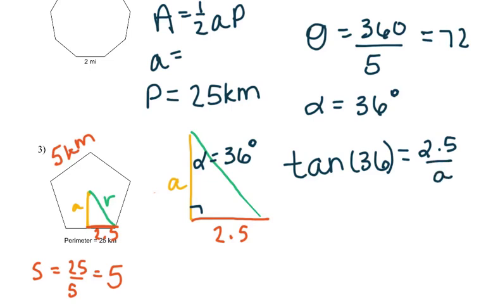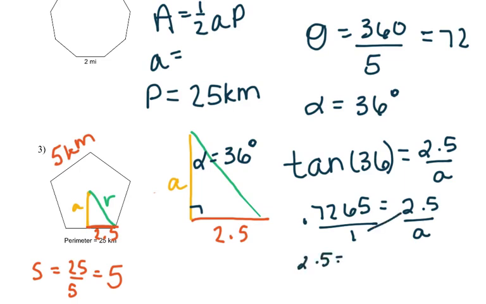The tangent of 36 is equal to 0.7265 when rounded to 4 decimal places. Put that over 1, that's equal to 2.5 over a. And we're going to cross multiply. 1 times 2.5 is 2.5, and 0.7265 times a. So 2.5 divided by 0.7265 is 3.4 when rounded to the nearest tenth. And that's the length of our apothem.